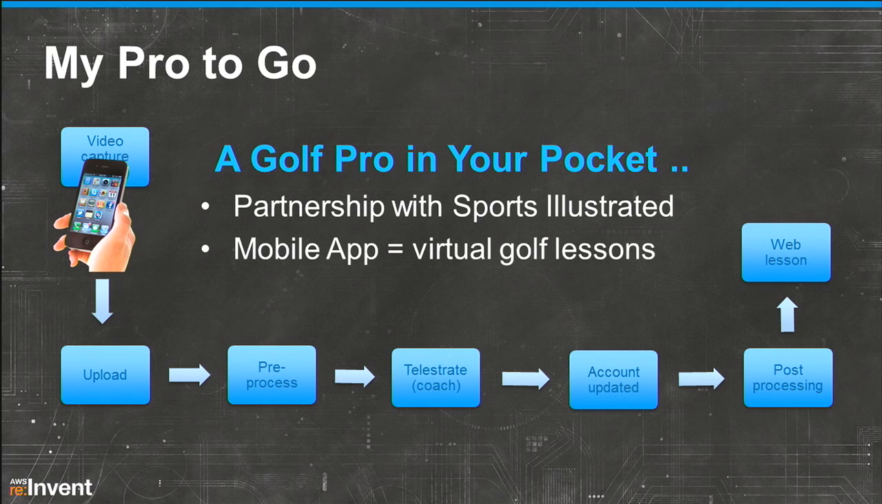It gets uploaded. At the time that it is uploaded, we kick off Amazon workflows. They get pre-processed. Videos from the users are oftentimes different. They're flipped upside down. They're not scaled correctly, so we do some of our own proprietary pre-processing. We use a telestration tool, which actually gives the golf lesson, and I have a screenshot of that here in a second. We update the customer's account. We do some post-processing, and then we provide them what we call a web lesson, so basically their golf lesson.